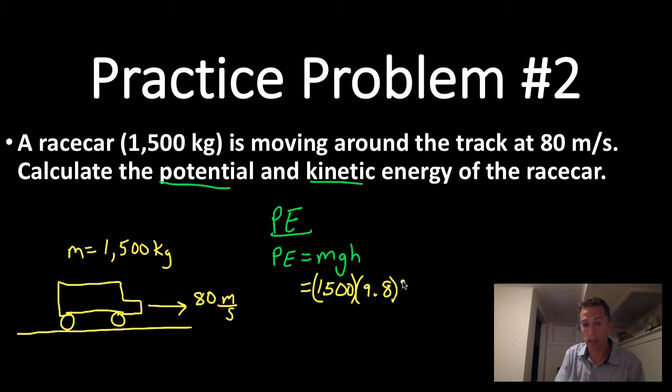And h, the height. So if this race car is traveling around the track, it's on the ground, so it doesn't have a height, so we can put a 0 in there, and 0 times anything is 0. So potential energy of this race car is 0. Gravitational potential energy, anyway, would be just 0 joules.